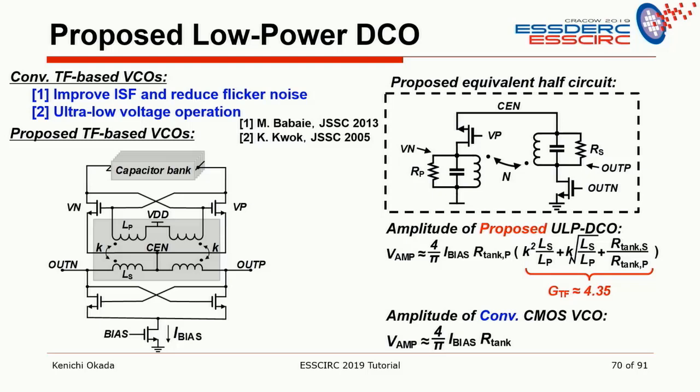On the other hand, in this case, I will skip the detail, but the tank impedance can be multiplied by this gain factor realized by the transformer. So roughly 4.35 times larger tank impedance can be realized. It means that even with very low current consumption, larger voltage amplitude can be realized in the ideal case. In the actual case, several percent, 10% of improvement could be realized. One more thing is this is a kind of current reusing type. The primary inductor is here in the cross coupling, and this current is completely reused for the stacked part here.